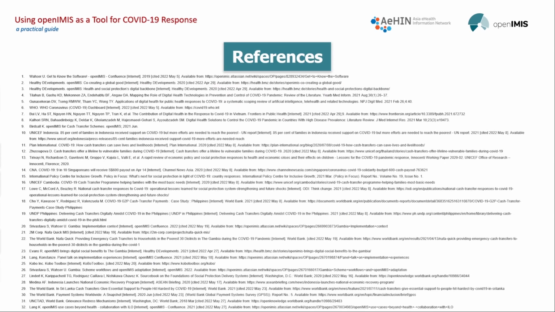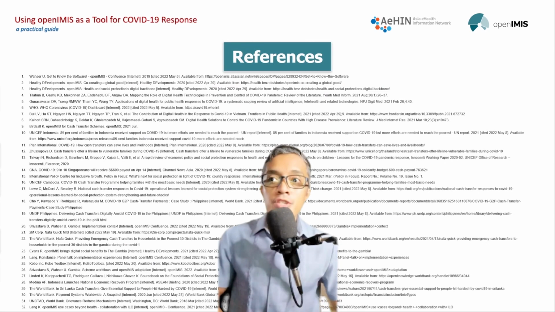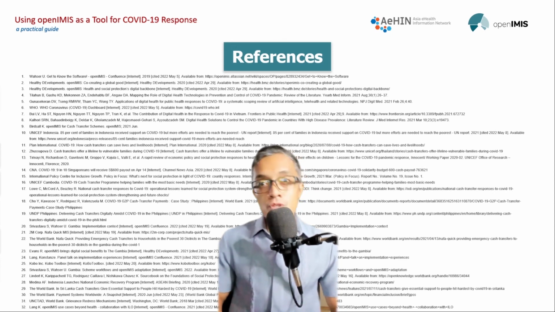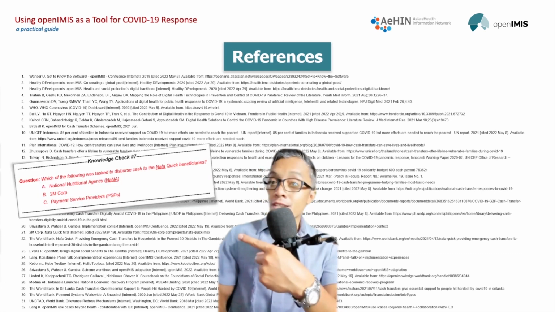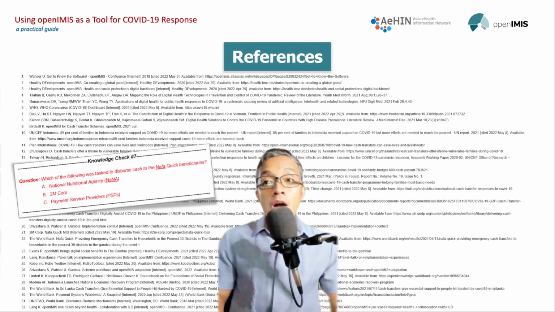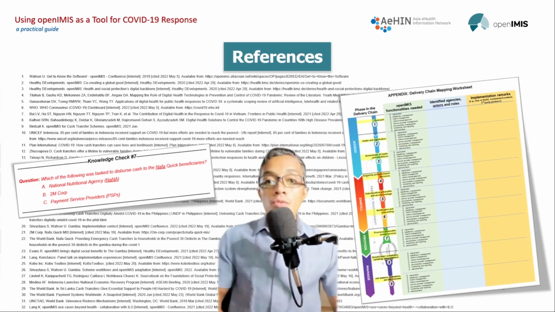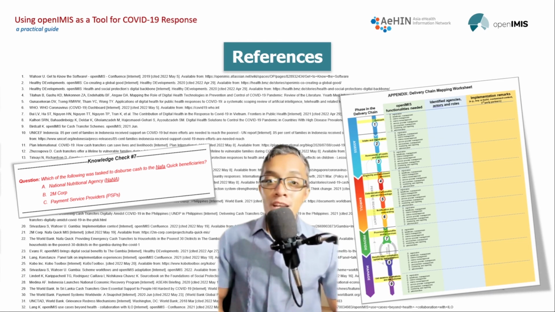Here is a list of the references used in the module. Again, for added information and some key definitions and explanations, I would invite you to read through the reading material for this module, including in text and the footnotes. Try to answer the knowledge checks included in the manuscript and make a copy of the delivery chain mapping worksheet so that you can use openIMIS to start planning your emergency social protection programs.